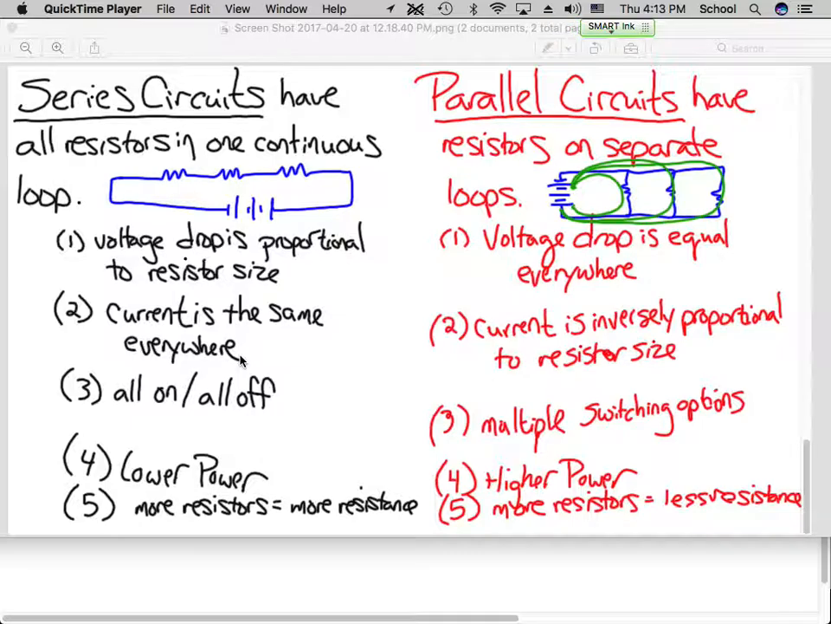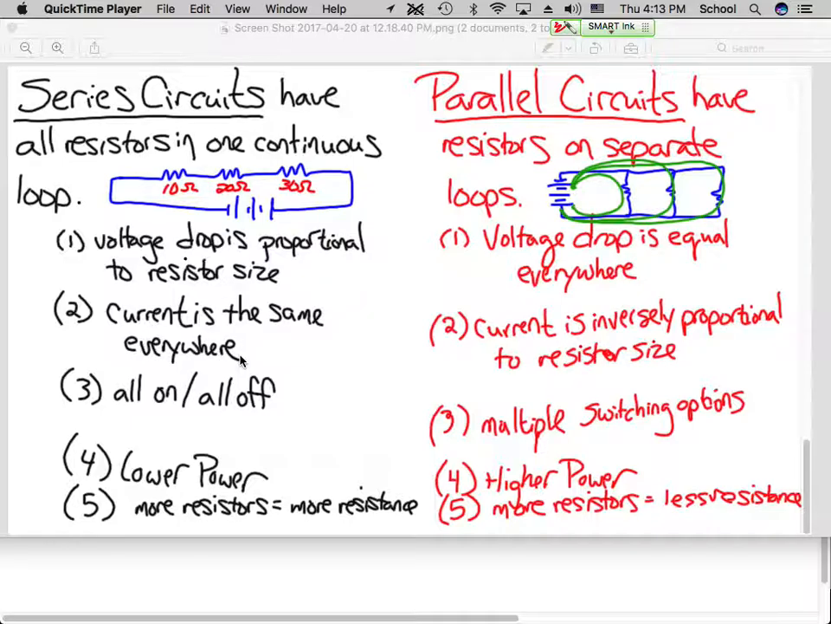Now what we find is that the voltage drop over here on the series side is going to be proportional to the resistor size. So if this is like a 10 ohm resistor and this one is 20 ohms and this one is 30 ohms, then clearly the 30 ohm resistor is stronger, 3 times stronger than the 10 ohm resistor, and so it's going to take 3 times more voltage to go through that one.